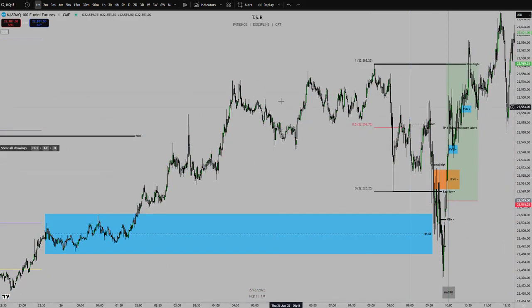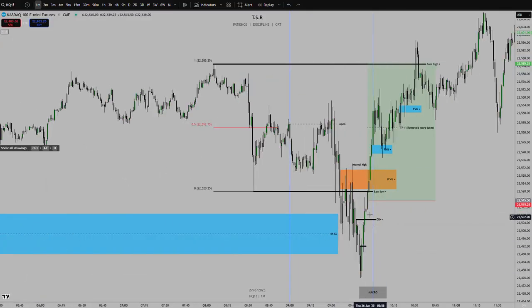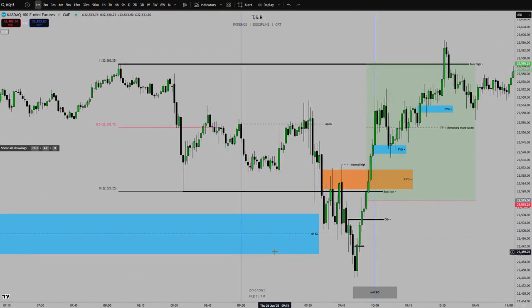What do I know? We need to hit internal range liquidity if price truly wants to continue moving to the upside. Okay, so we come down into this 4-hour fair value gap, and that's actually the key level that we use for the 90 MCR model.